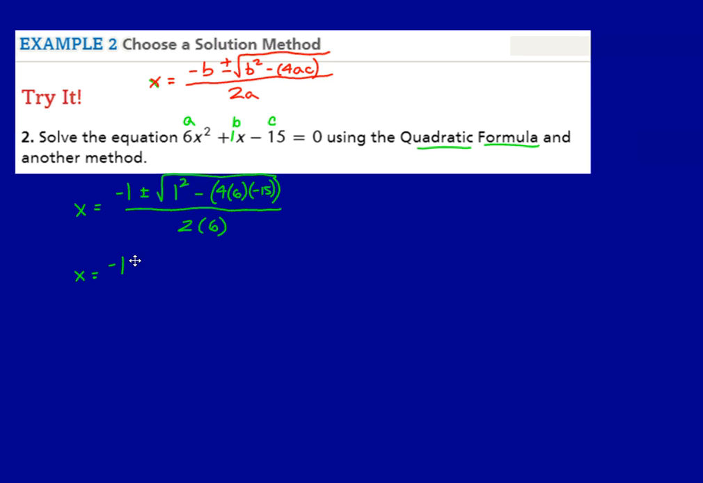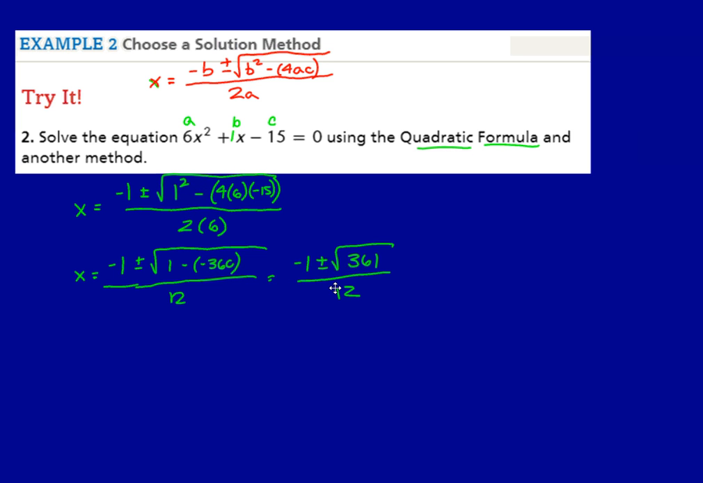X equals negative 1 plus or minus the square root of, and let's work this square root symbol. 1 squared is 1. Now, 4 times 6 times negative 15 is negative 360, so it's minus a negative 360. Yes, that will end up being plus 360, all over 12. So it's negative 1 plus or minus the square root of 361. Negative 1 minus a negative 360 is 361, all over 12.